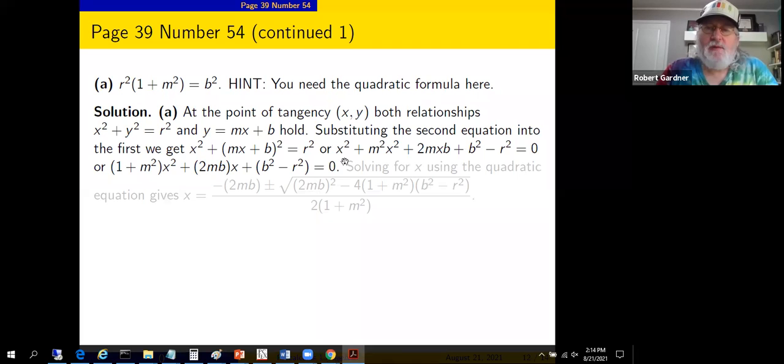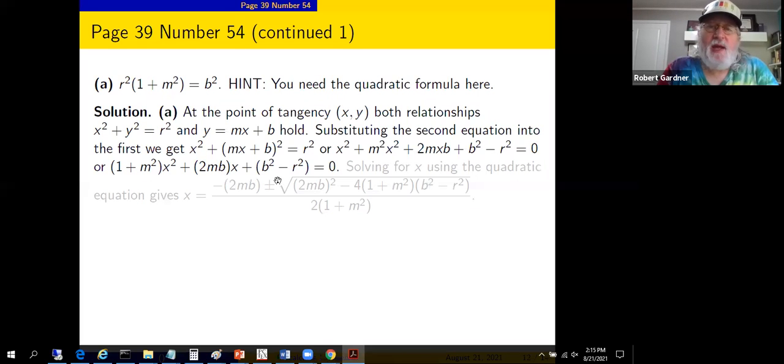Now we've got a quadratic. It's got x squared terms and x terms and a bunch of constants, set equal to 0. How about we collect together the x squared terms? So we got a 1 here and m squared there. So we'll have 1 plus m squared, x squared terms. X terms just here. So we'll have 2mb times x. And constants, we've got this.